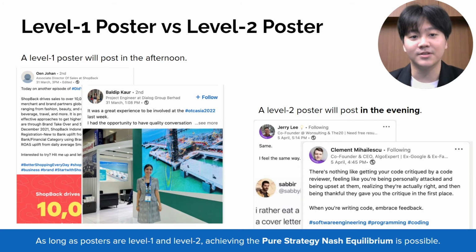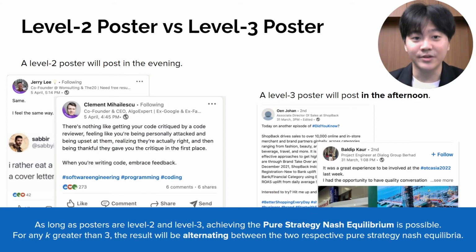A level 2 player would respond to a level 1 player by playing evening, since playing evening would be the best response to a level 1, who will play afternoon. A level 3 player would respond to a level 2 player by playing afternoon, since playing afternoon would be the best response to a level 2 player who will play evening. Here, we see that for every k, as long as k is greater than 3, the outcome of the post timings will be alternating between the two respective pure strategy Nash equilibria, that is, evening-afternoon and afternoon-evening.